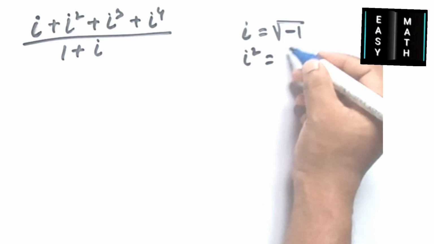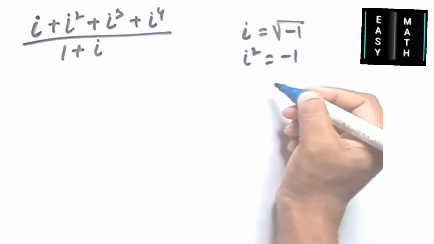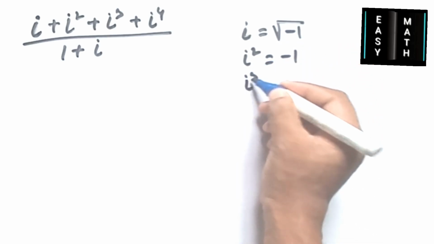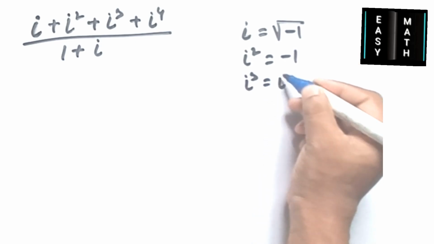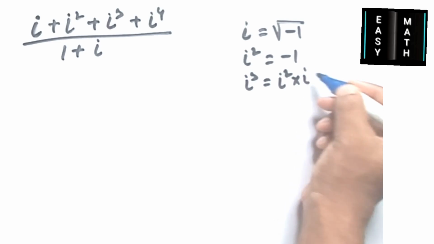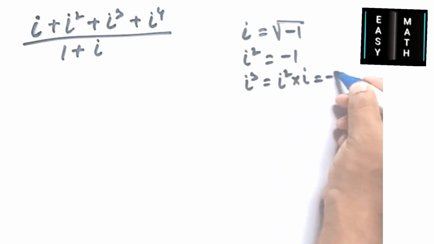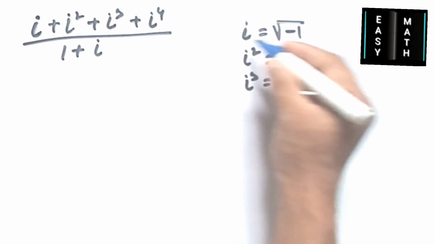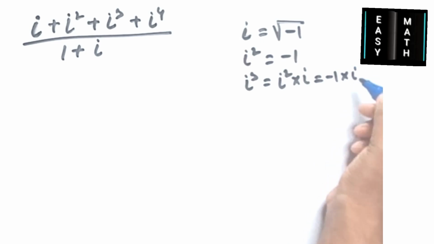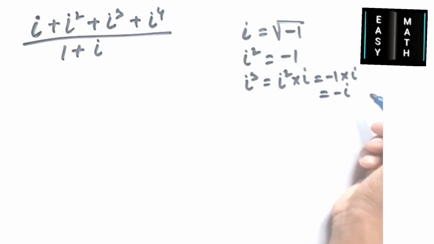So we can write this. And now i cubed is equal to i squared into i. So i squared is -1 and this is i into i. So this value is -i.